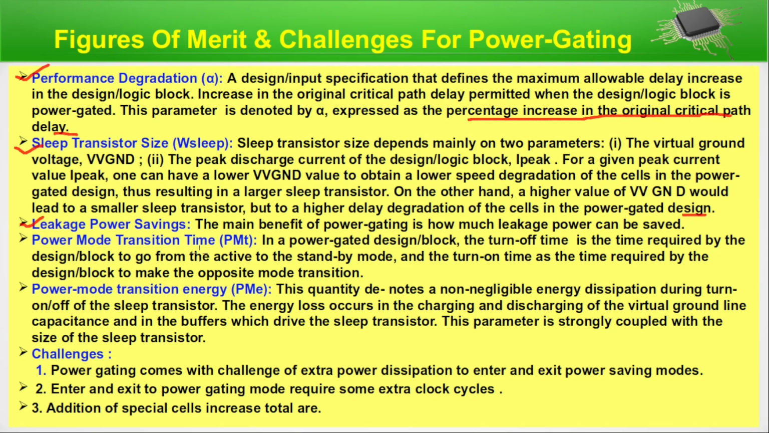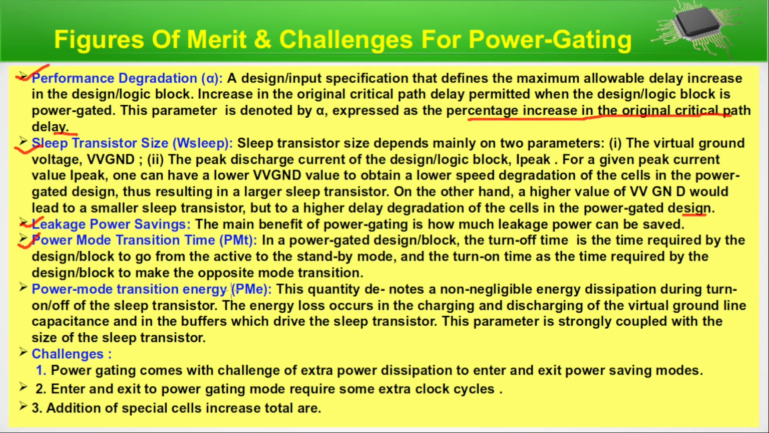Now power mode transition time. In a power gated design block, the turn off time is the time required by the design block to go from active to the standby mode, and the turn on time is the time required by the design block to make the opposite mode transition. How fast that is happening is a figure of merit. Obviously, switching depends on that.